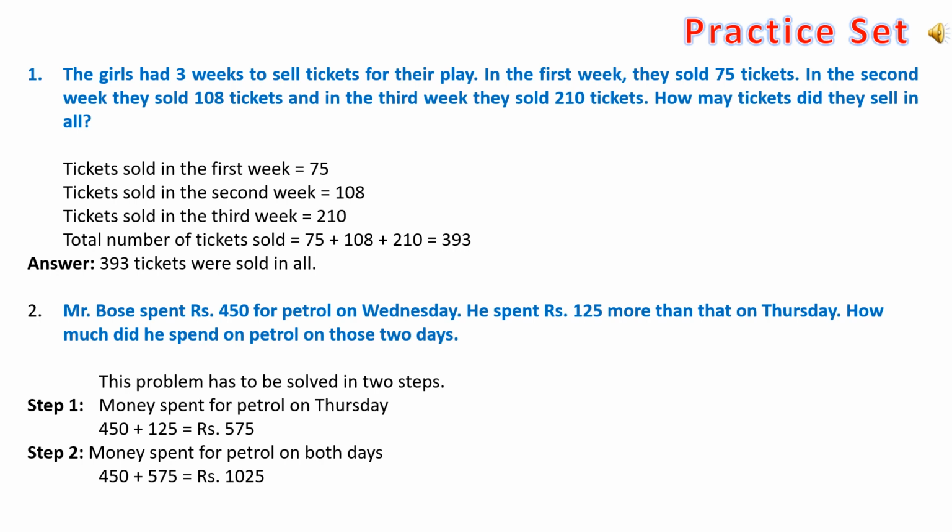Next one, Mr. Bose spent rupees 450 for petrol on Wednesday. He spent rupees 125 more than that on Thursday. How much did he spend on petrol on those two days? So first you write money spent for petrol on Thursday, that is 450 plus 125. Now money spent for petrol on both days. Add the both and then you will get the final consumption of petrol, that is equal to 1025.